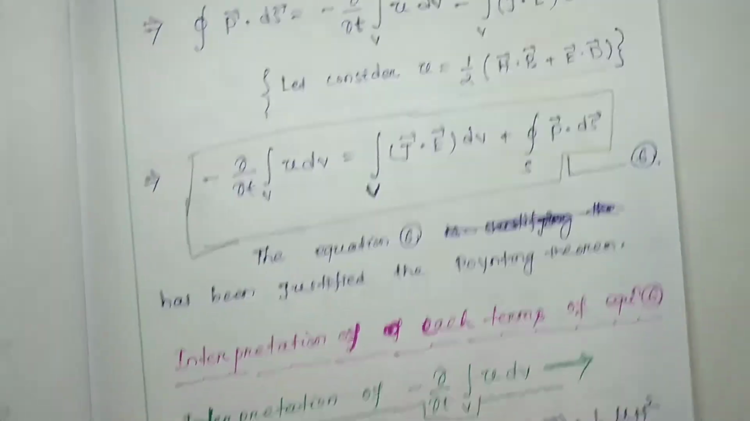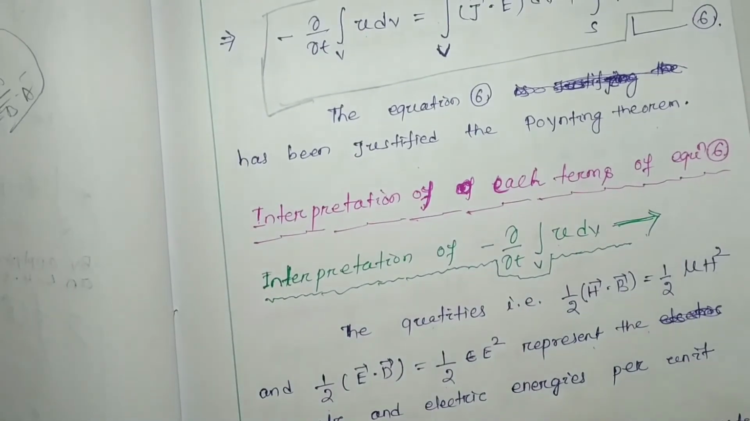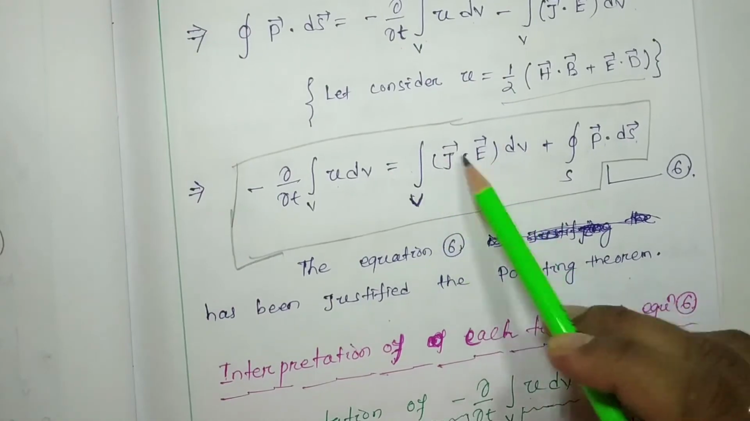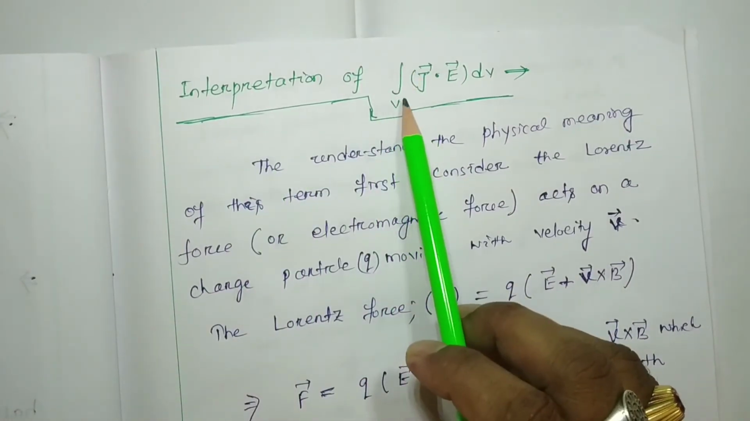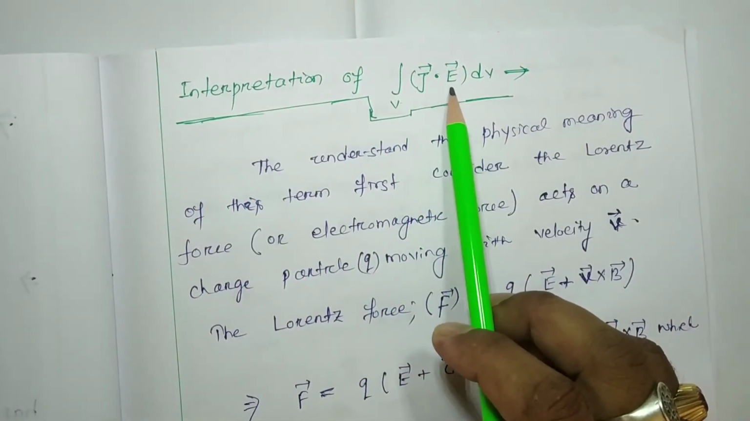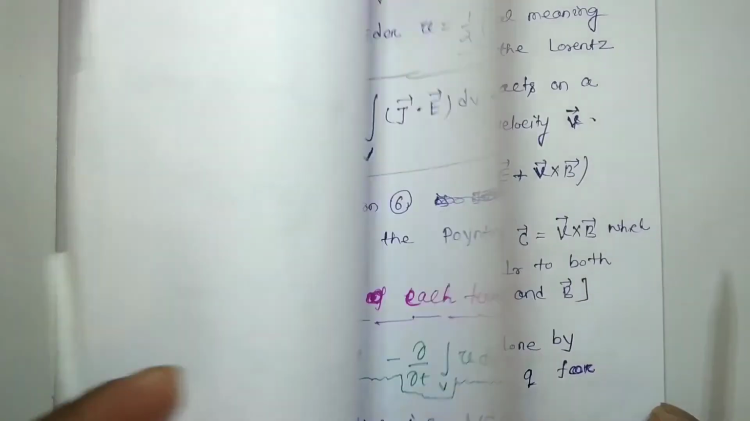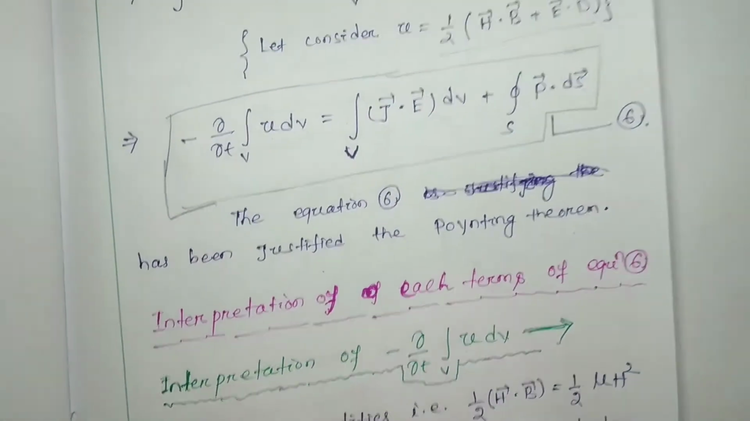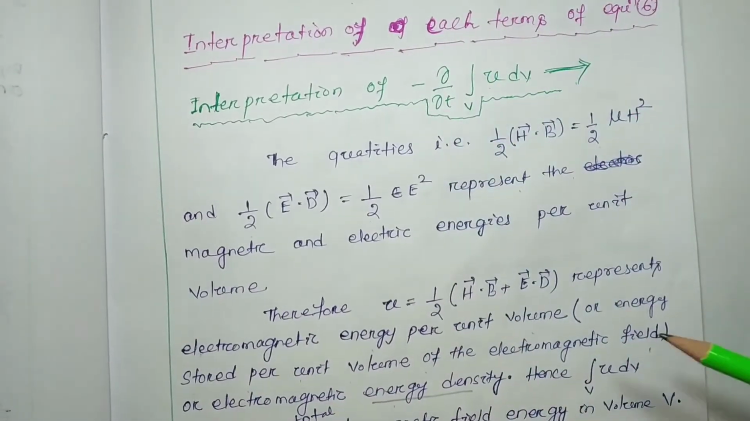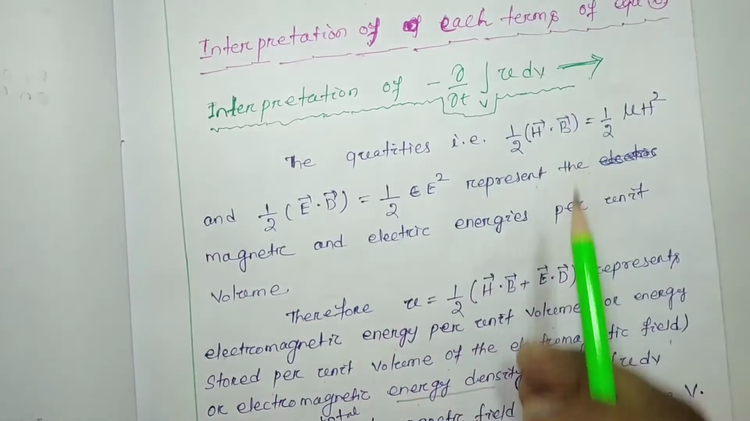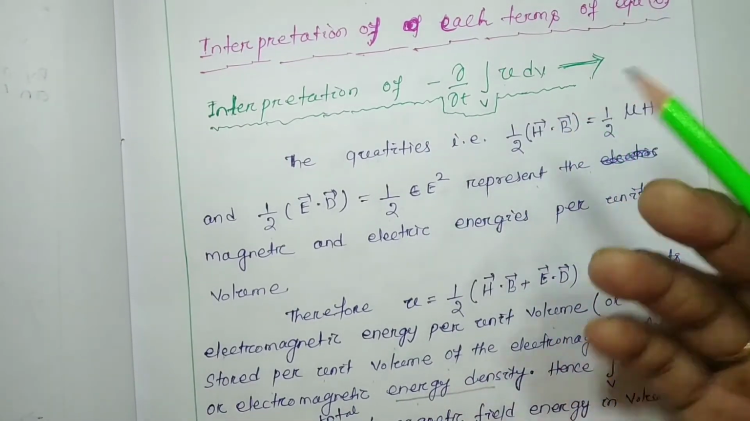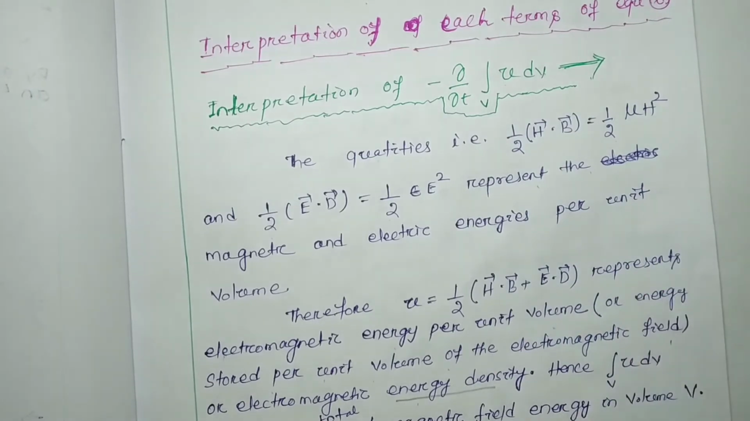Okay, now we go to the first term of the right hand side, the volume integration of J dot E dV. So the interpretation of the integration of J dot E dV. Don't worry, you may be thinking you have to write all these things in the exam. No, you just write them in your notes. In the exam, exactly what you have to write, I am going to tell you at the end of the video.